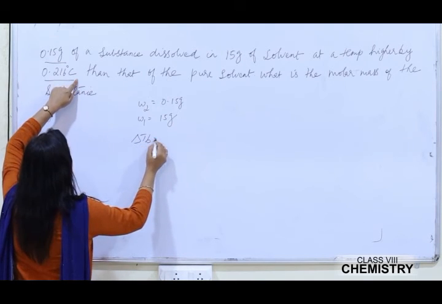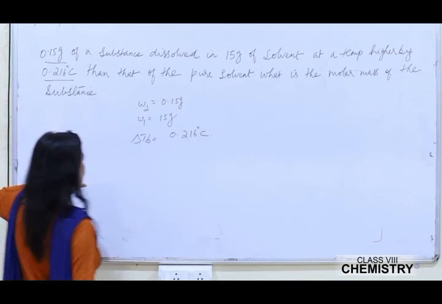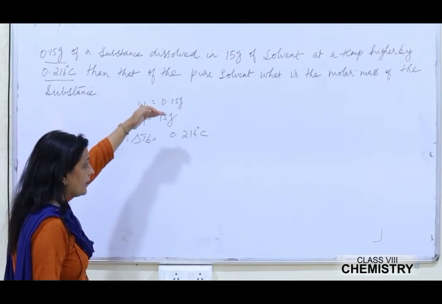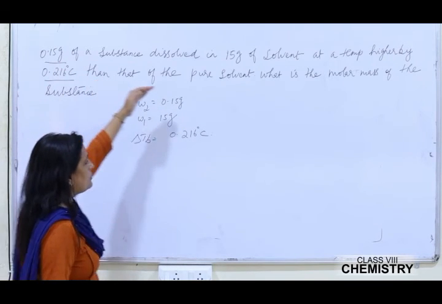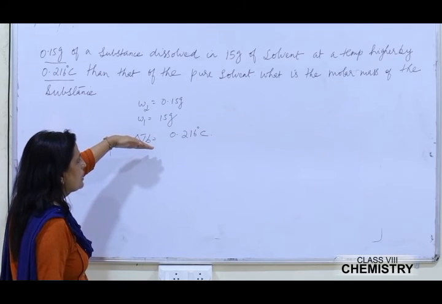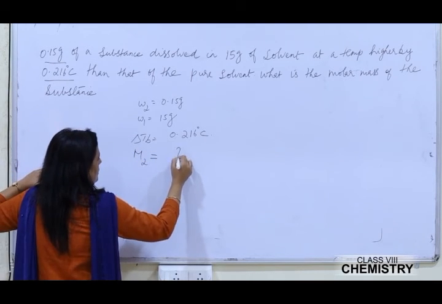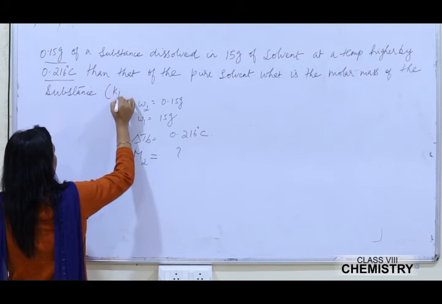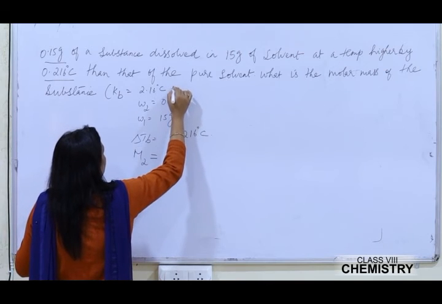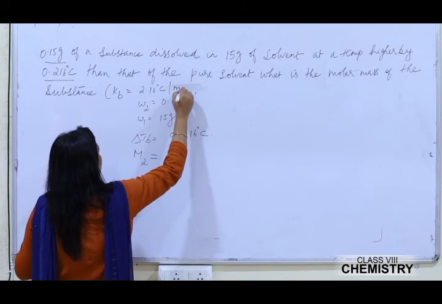So delta Tb is equal to 0.216 degrees C. Then that of pure solvent. That is, when you are adding this non-volatile solute to the solvent, the vapor pressure is becoming lower. So this is elevation in boiling point. So they are asking you to calculate what? Molar mass of the solute. And here Kb for the solvent is equal to 2.16 degrees C mole per kg, degree C per molal. Okay.